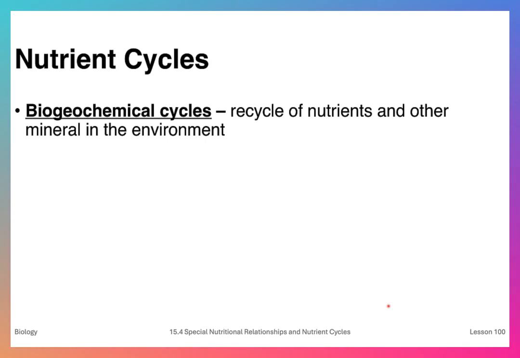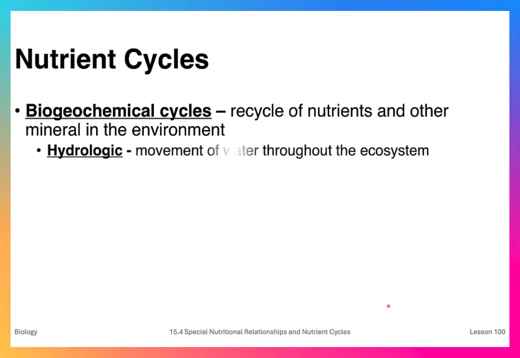I want to end this video by talking about the various nutrient cycles that exist in the ecosystems. And these are biogeochemical cycles where nutrients are recycled and minerals are recycled in the environment. One type of biogeochemical cycle is the hydrologic cycle, which is the movement of water throughout the ecosystem.